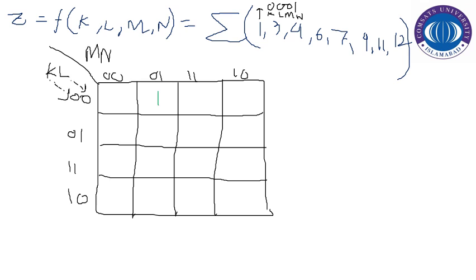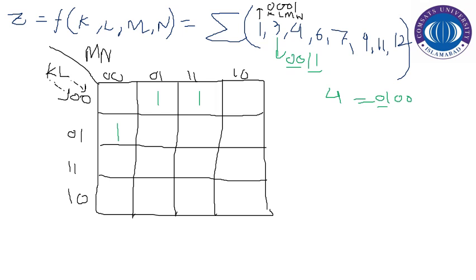Now coming to the second min term, that is 0, 0, 1, 1. This is the k and l value, and this is the m and n value. So we are at the row 0, 0 and the column is 1, 1, so we've got 1 here. Then we've got the term 4. The binary value for 4 is 0, 1, 0, 0. This is k and l, so we are at the row 0, 1, and the column is 0, 0, so we'll place 1 here.